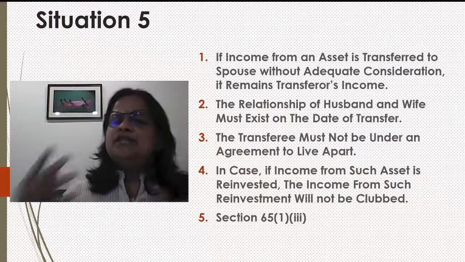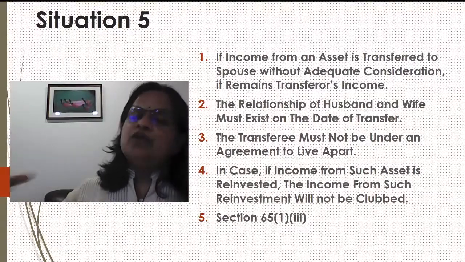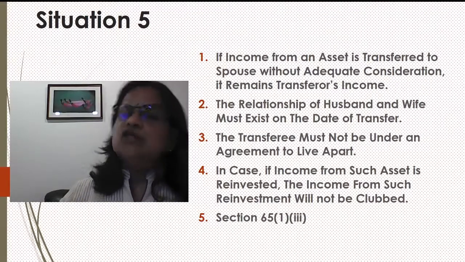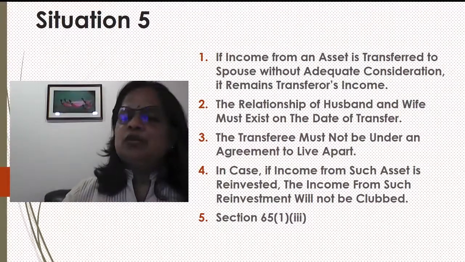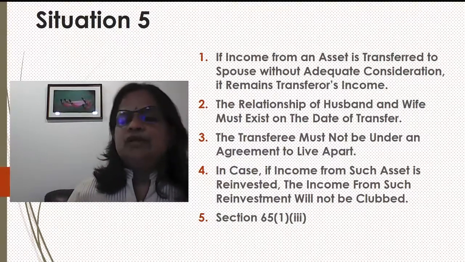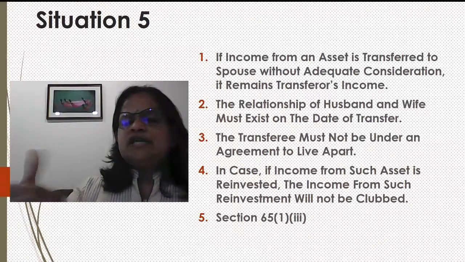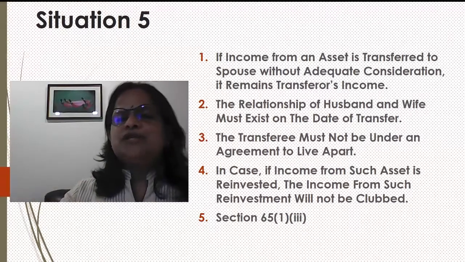Now in case income from such an asset is reinvested, income from such reinvestment will not be clubbed. Imagine the income the spouse is getting, he or she has reinvested in something. So the reinvestment income will not be included with the income of the transferor. So this is situation 5. Whereas income will be added to the transferor's income. This is as per section 65(1) subsection 3.